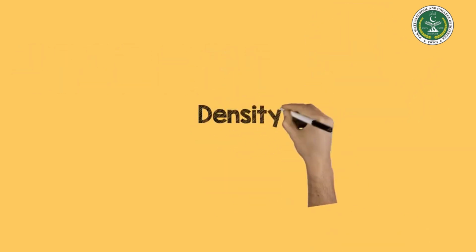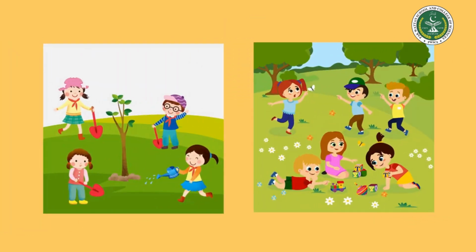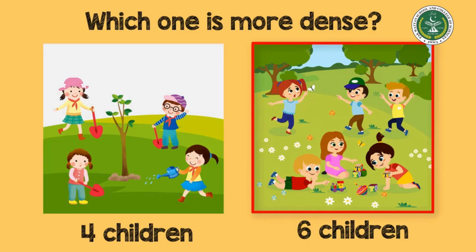For today's topic, we're going to talk about density. Take a look at these pictures. The picture on the left side has 4 children, while the picture on the right side has 6 children. Which one is more dense? Correct, the one on the right side is more dense.